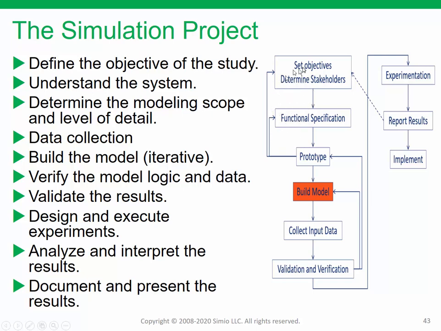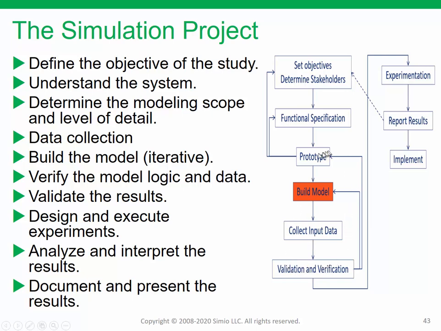So based on a prototype, you go back to the stakeholders and you might alter the functional specification. Once we're satisfied with our prototype, we can initiate a model building process, collect any required input data that we don't already have, and go through a validation and verification step. Also note that after this, we might go back and rebuild the model or make model changes to support the validation and verification.